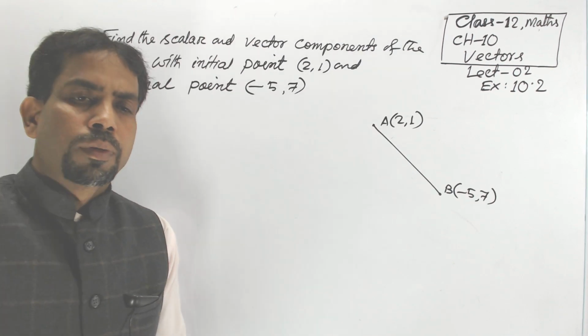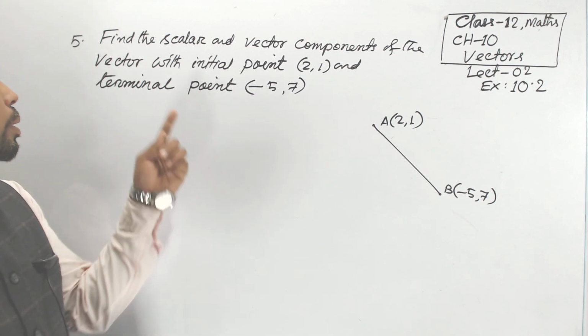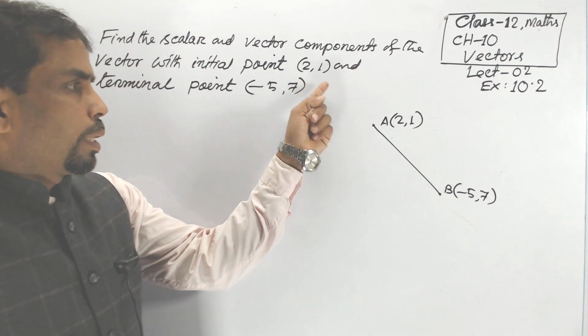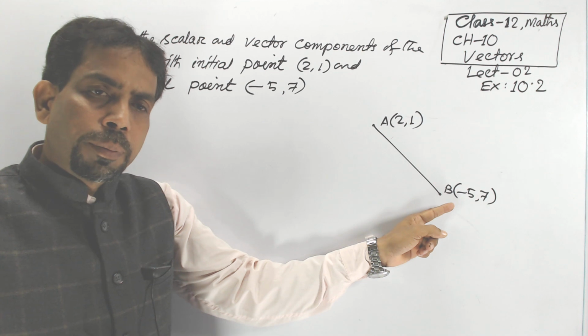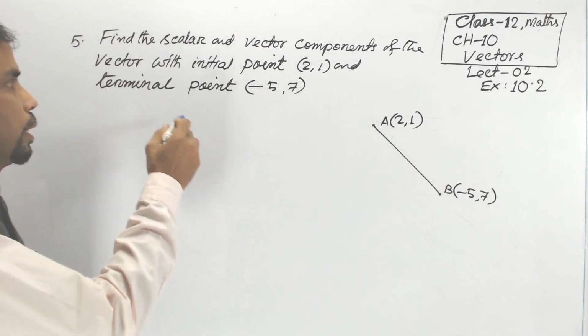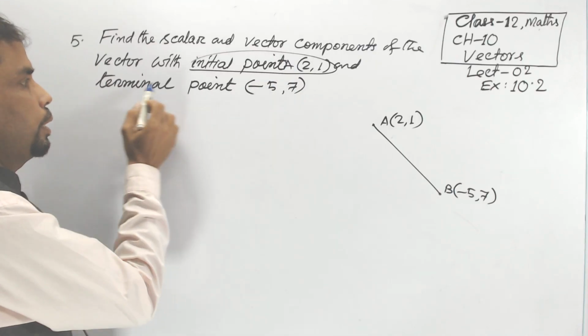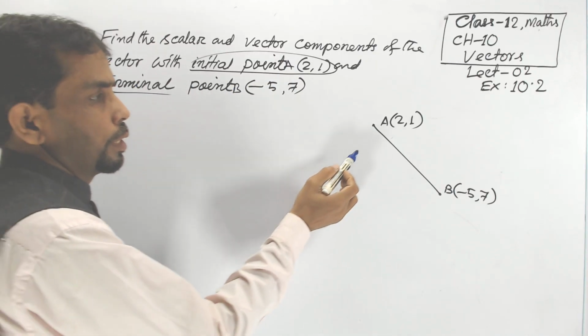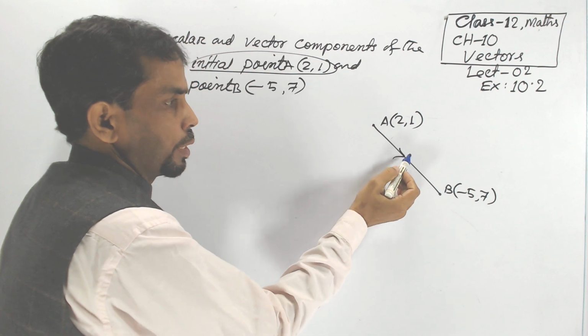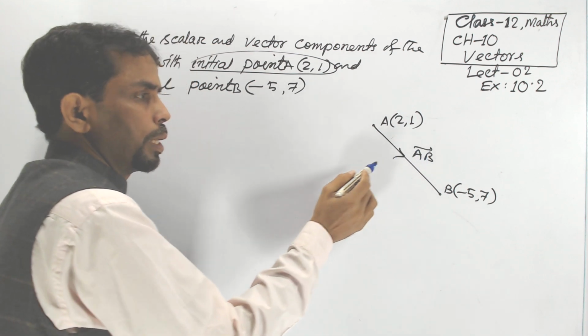Then question number 5. Two points are given. I am marking one point A, the other point I have marked B, and the question is to find the vector with initial point A, this one I am writing A, and the terminal point B. That means the vector is from A to B in this direction. I can mark it A to B like this.